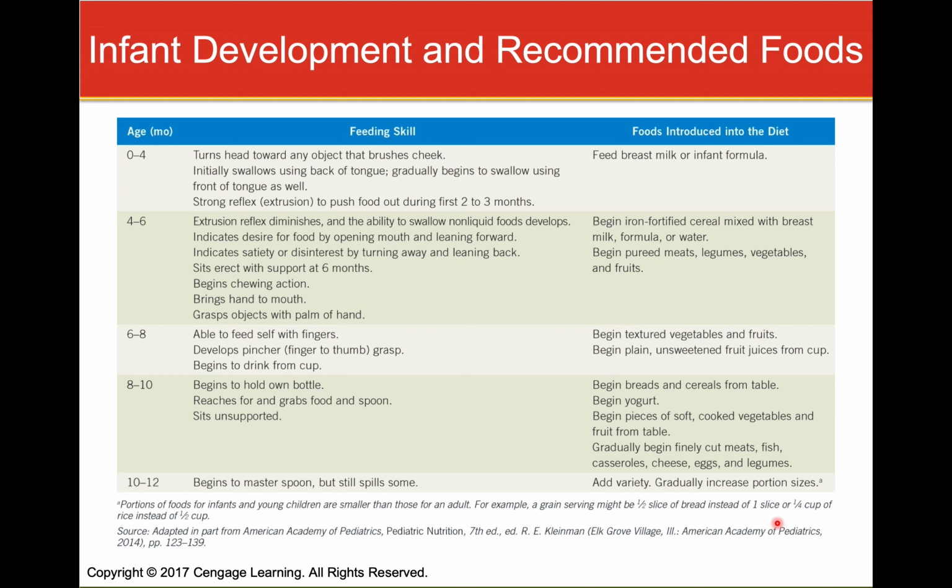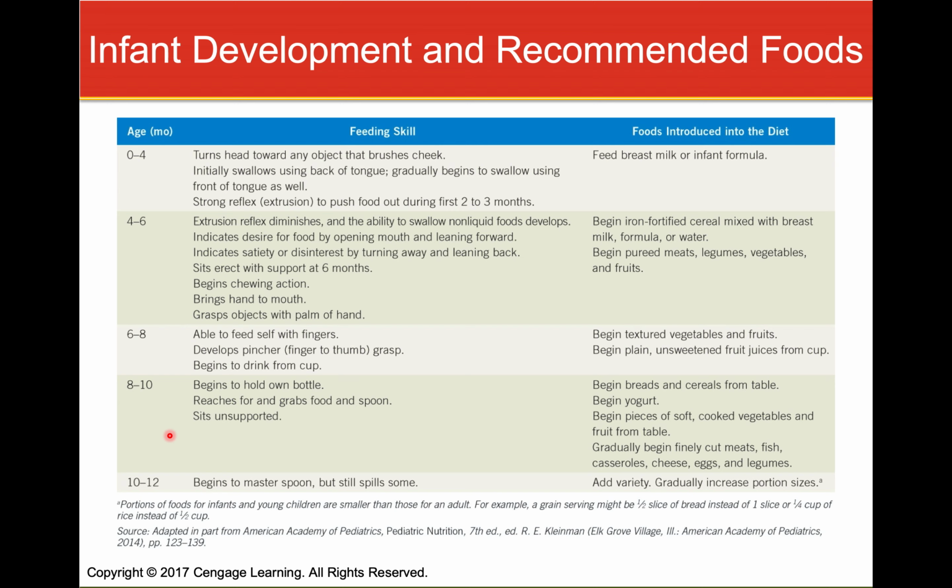Here are the development stages and recommended foods to go along with them. You can go through this on your own time in detail, but at 4 to 6 months, they begin the chewing action and bring hand to mouth, so you can start giving them things like iron fortified cereal. You can give them some pureed meats, pureed beans, vegetables, and fruits.